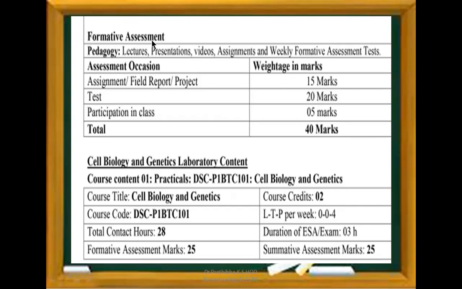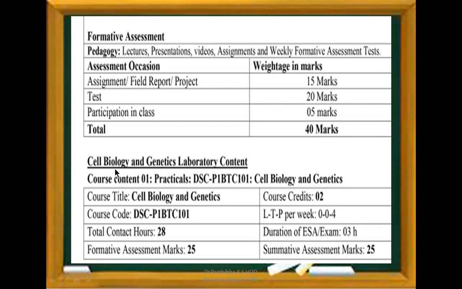Now let us go to the formative assessment and pedagogy. Pedagogy in the sense the way of teaching or delivering the lecture or information, that may be through lectures, presentations, showing videos, assignments, and weekly formative assessment tests. Assessment pattern: assessment, field report, or a project carries 15 marks. Then test 20 marks. Participation in the class, that is attendance, carries 5 marks. So in total you have 40 marks in your theory paper as IA marks.